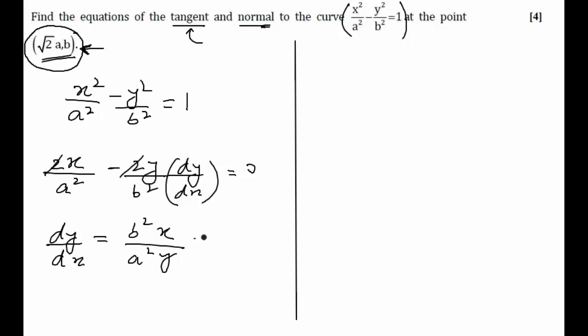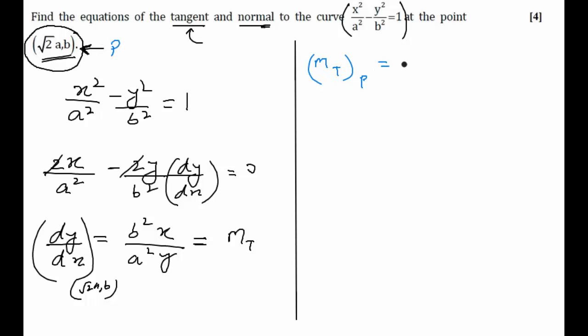Now dy by dx is the slope of your tangent, right? But we want the slope at a very particular point. That point is root 2a comma b. So our slope of tangent will become how much? Slope of tangent at this particular point P, let us call this point P, will become b square into root 2a upon a square into the value of y, which is equal to b. So one of the b's will get cancelled out, one of the a's will get cancelled out, and our value of slope at that point will be root 2b upon a.